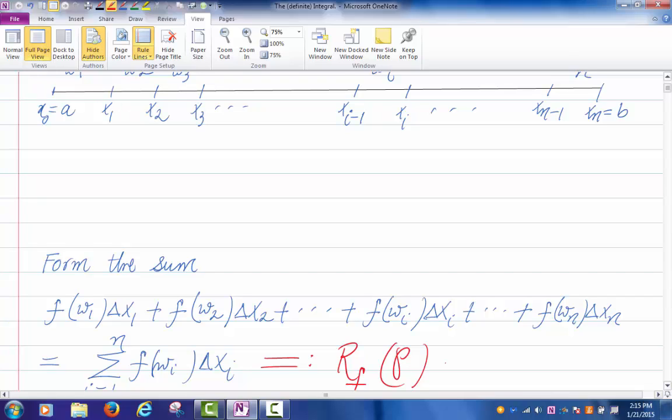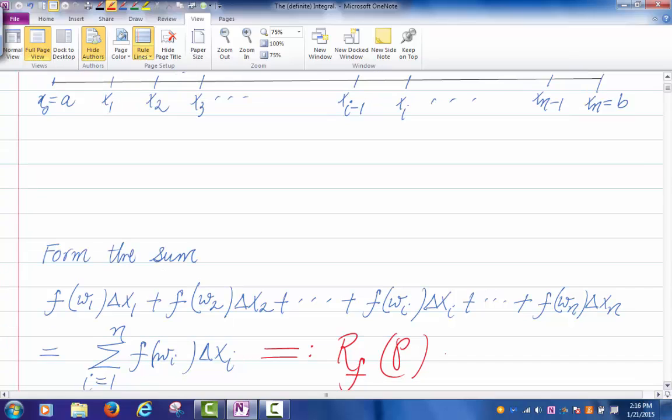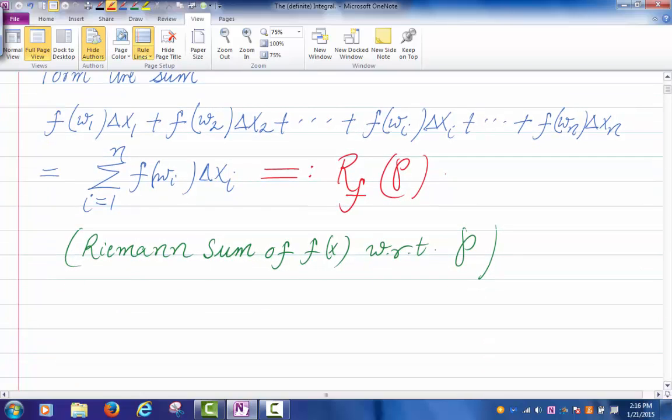I am doing so for every subinterval. For every subinterval, there is a corresponding term here. For the second subinterval, evaluate the function at the sample point W2 multiplied by the length of the second subinterval. For the ith subinterval, evaluate the function at the sample point Wi multiplied by the length of the subinterval. Keep doing that until you get to the last subinterval. So in this way, you get a sum, and we can express that sum by using summation notation.